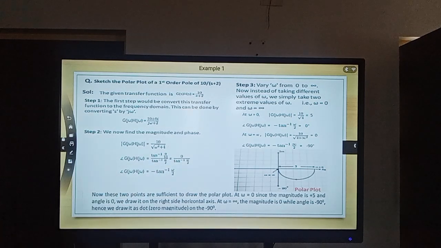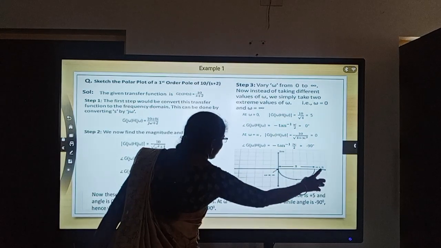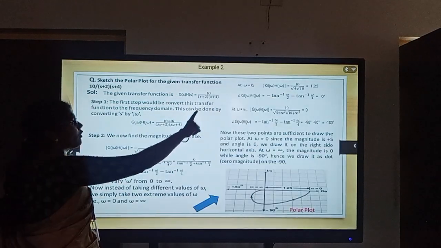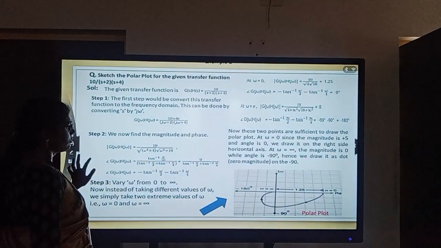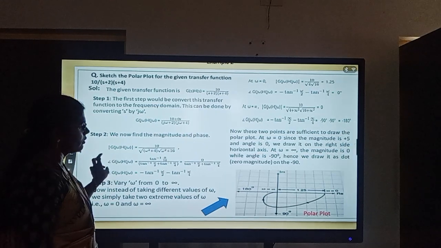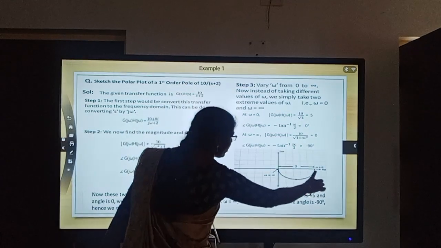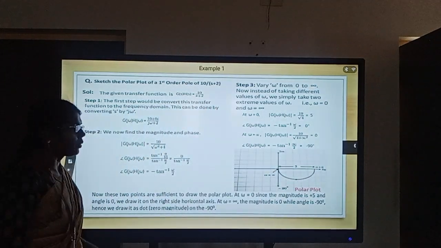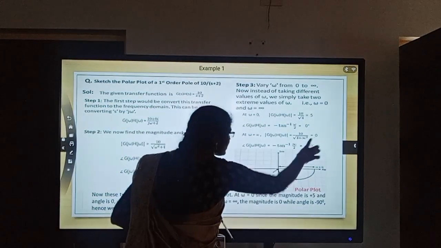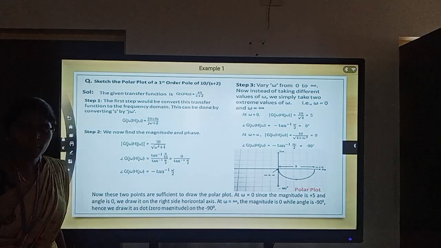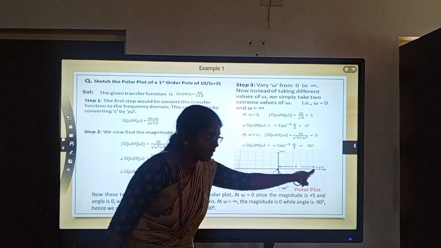We plot on the real axis when omega is equal to 0. What is the magnitude we found? It is 5. So it ranges from 0 to infinity, and at infinity it is 0. Can I get my point across? When omega is 0, the magnitude is 5, and we will mark it over here.